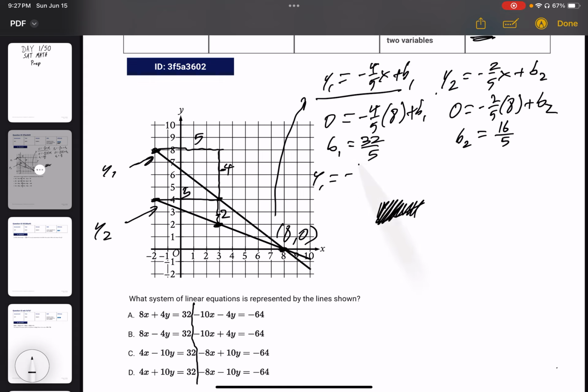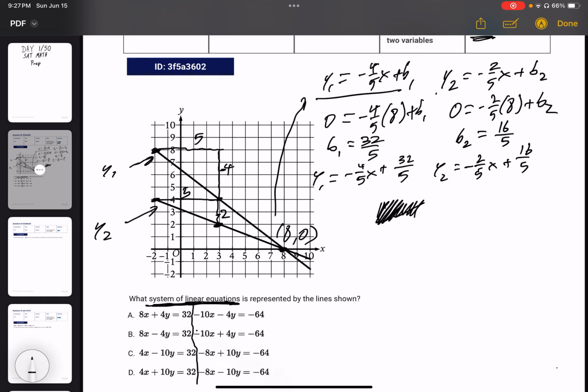y1 is equal to negative 4 over 5x plus 32 over 5, and y2 is equal to negative 2 over 5x plus 16 over 5. So pulling down the same equations we had at the beginning and just plugging in the b's we found for the y-intercepts. And now for the system of linear equations, we're seeing how our equations here can match the answer choices.